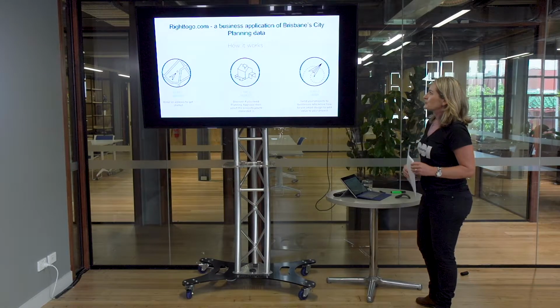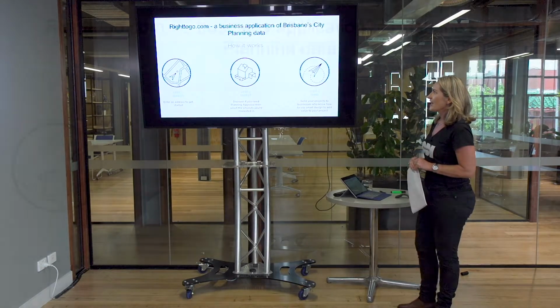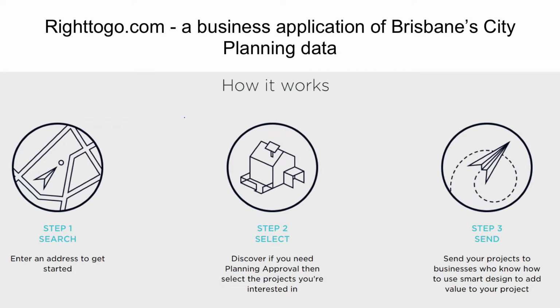This is another example of a business using public open data. Right to Go is using the Brisbane City Council planning scheme, and if you've ever had to navigate a planning scheme from any local council, it's pretty challenging to know what you can do at your own property or business, to expand the building, or maybe knock it down and rebuild, or if you're looking at a new site and you don't know what you can do on that new site.